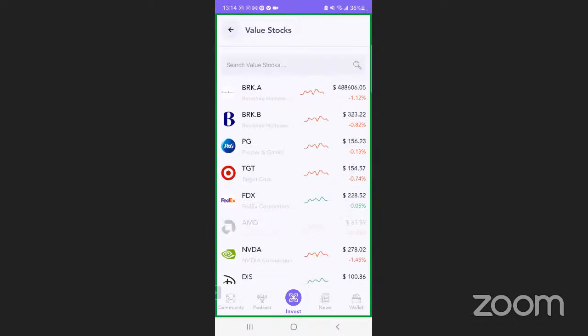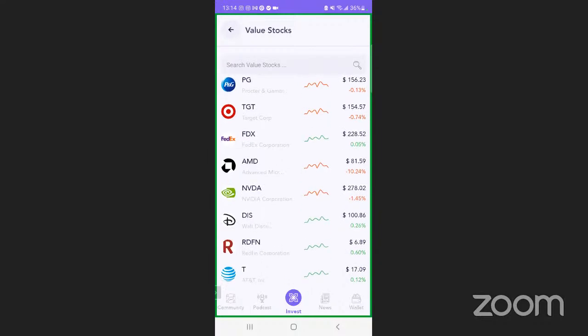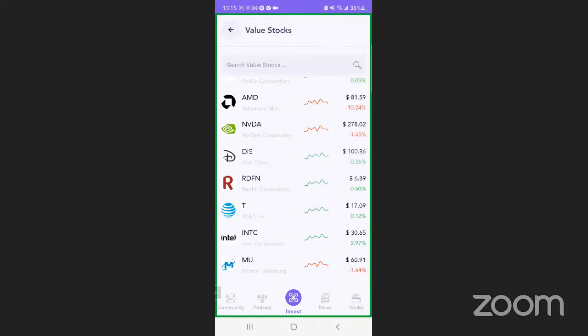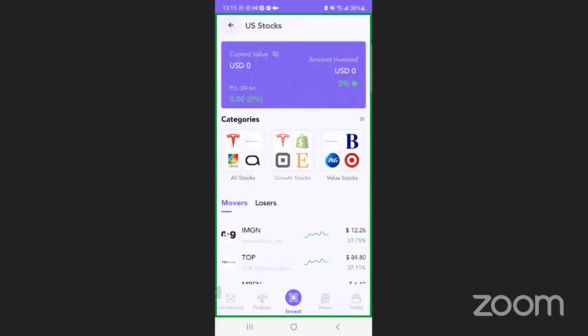So under this category, you'll find some value stocks like Berkshire Hathaway, Procter & Gamble, Nvidia, Walt Disney, and AT&T. So these are some of the value stocks that you add to your portfolio, okay?